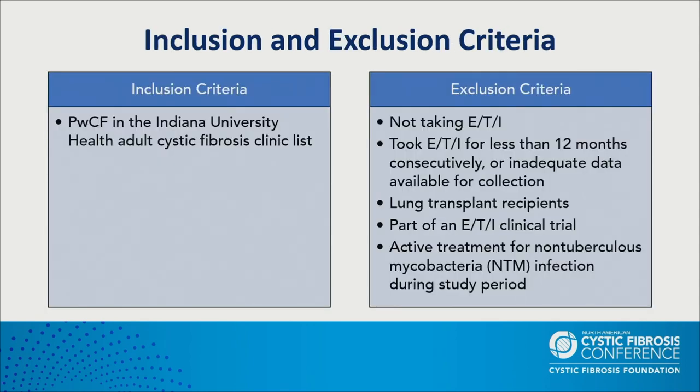Inclusion criteria was basically all of our cystic fibrosis patients at the IU Health adult cystic fibrosis clinic list. And then for exclusion, we excluded patients not taking ETI. We excluded patients who took ETI for less than 12 months consecutively, or for whom we had inadequate data available for collection. We excluded lung transplant recipients. We excluded patients who were part of the ETI clinical trial, as was alluded to in the last presentation.